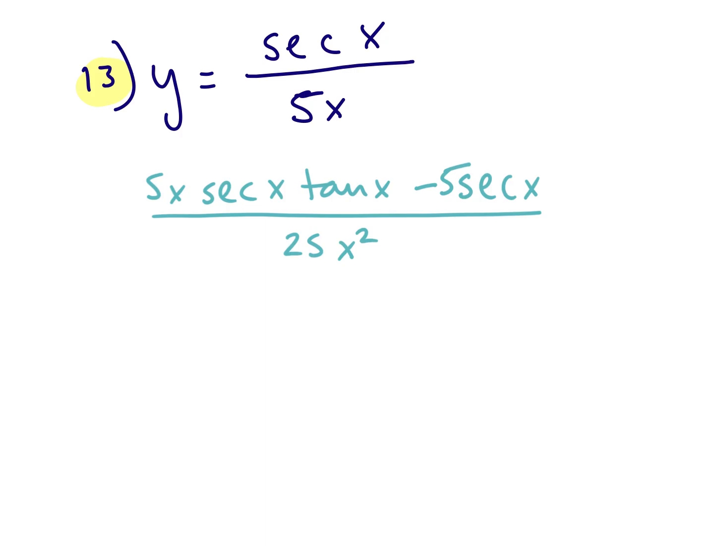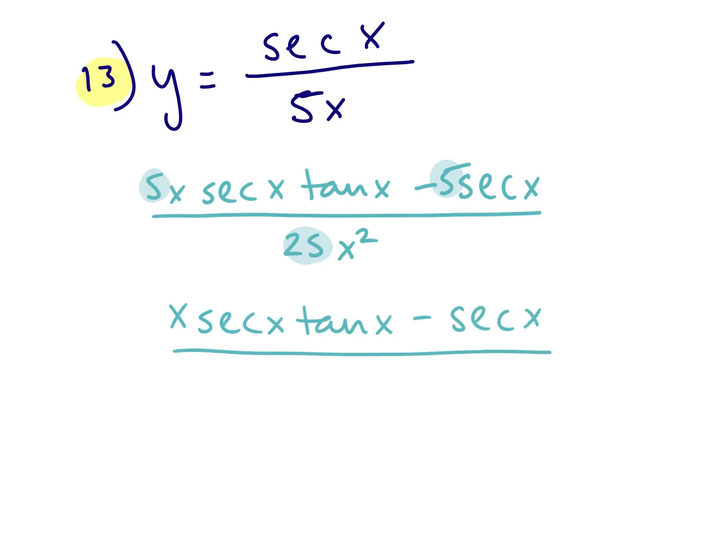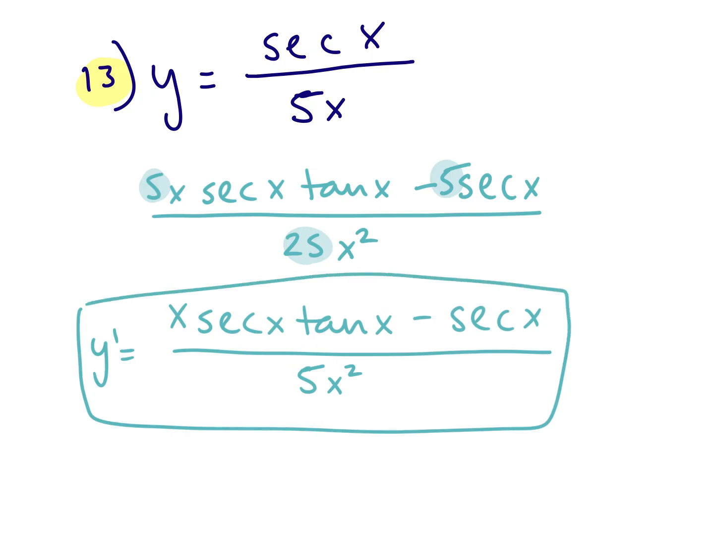You could take out the secant, but it won't really help us with anything. What else simplifies? Do I have a common factor? A 5. I've got a 5 in both terms up top and a 5 from the bottom. So this would be x times secant x tangent x minus secant over 5x squared. So this would be our answer using quotient rule.